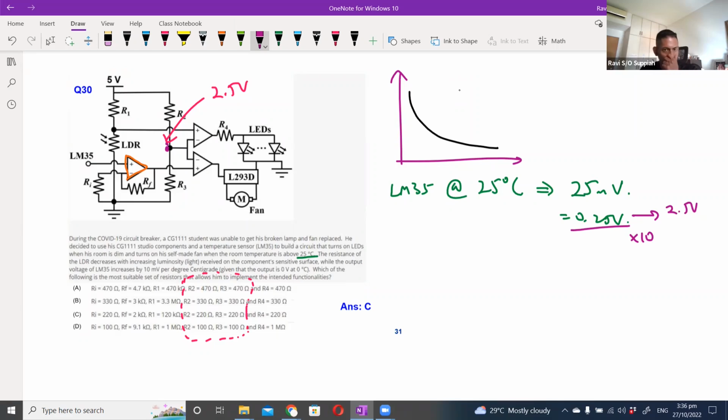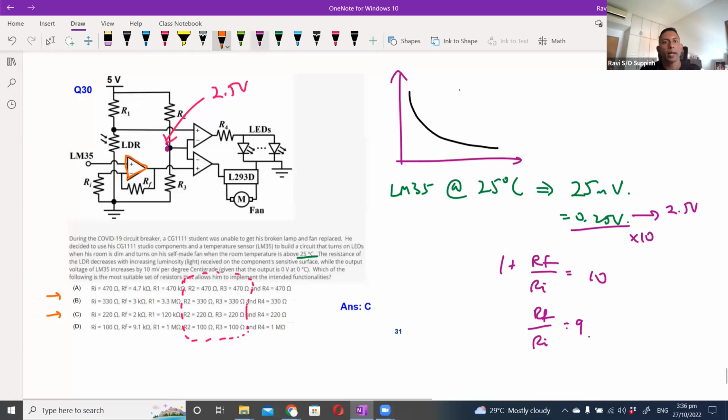Since I have a non-inverting amplifier configuration, I know that 1 plus RF over RI must give me 10. So RF over RI will be 9. Now when RF over RI is 9, then the two possible answers will be B and C.